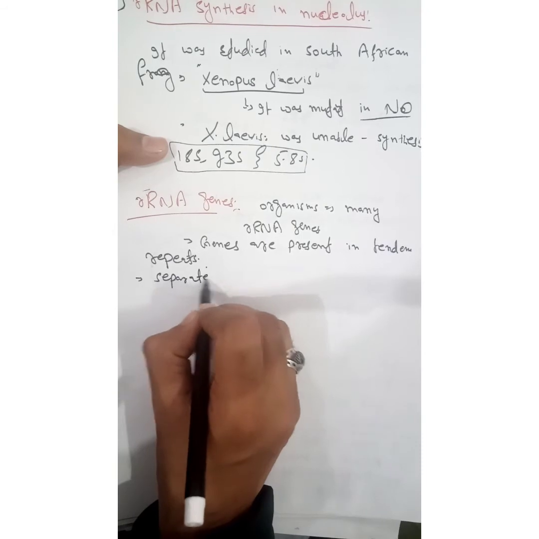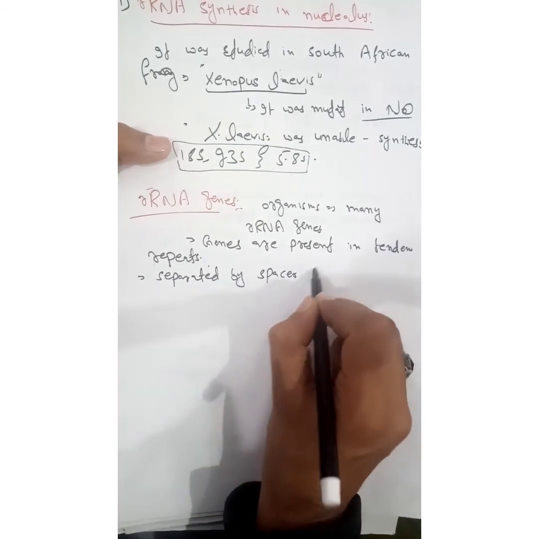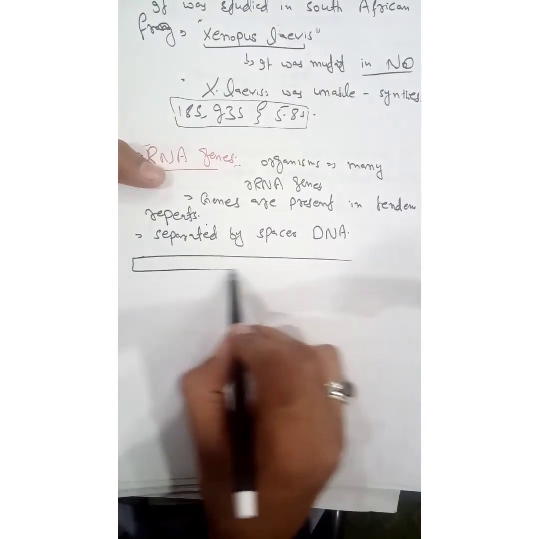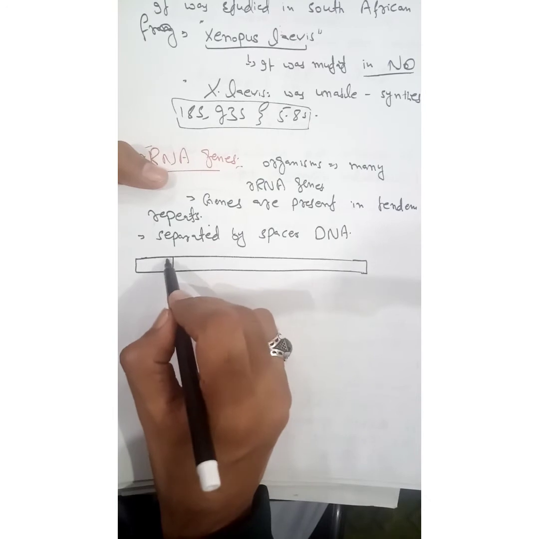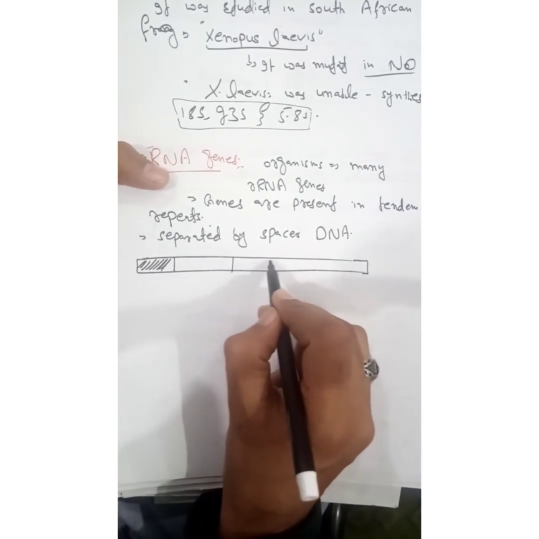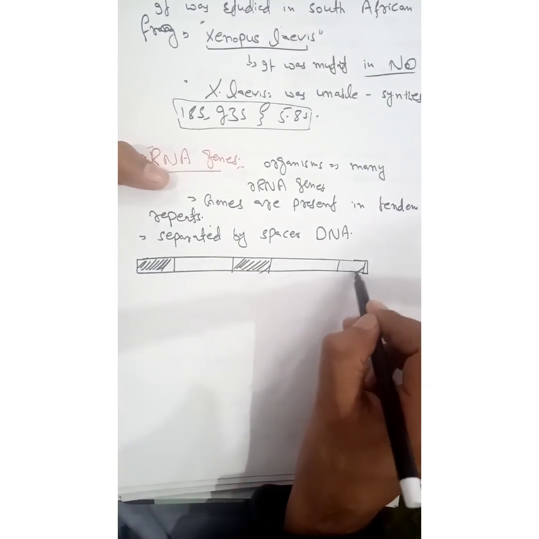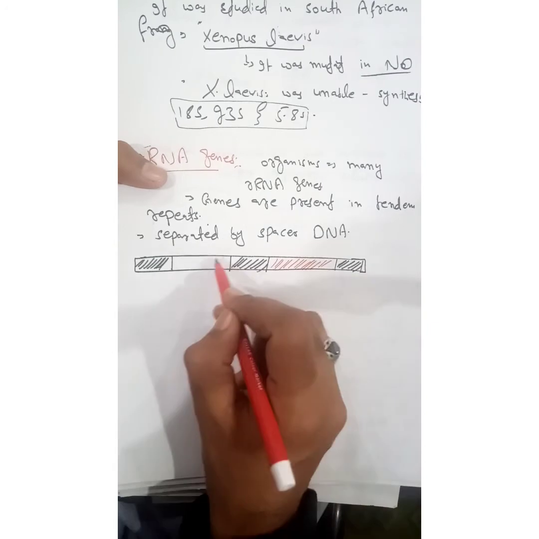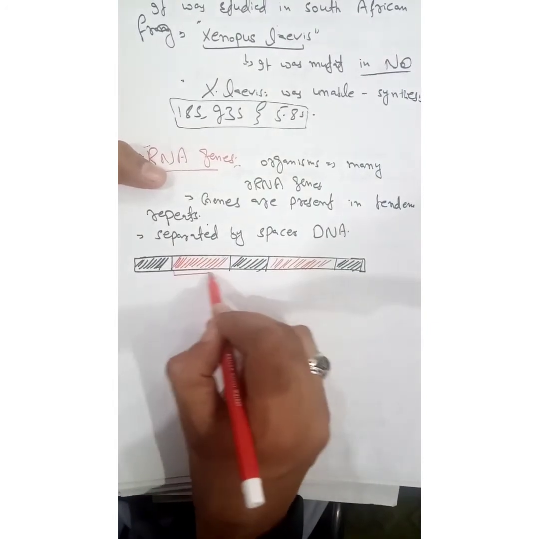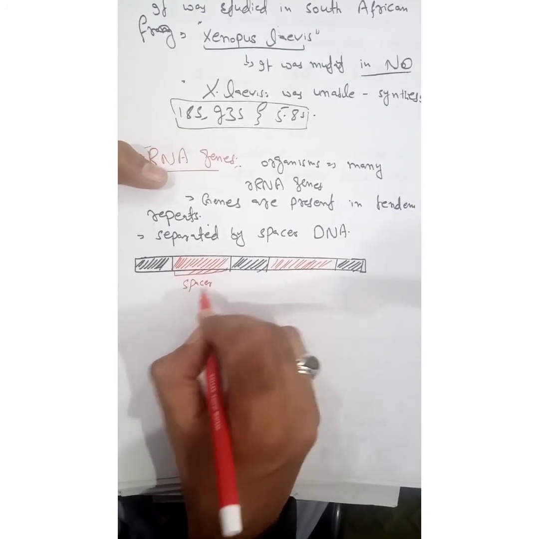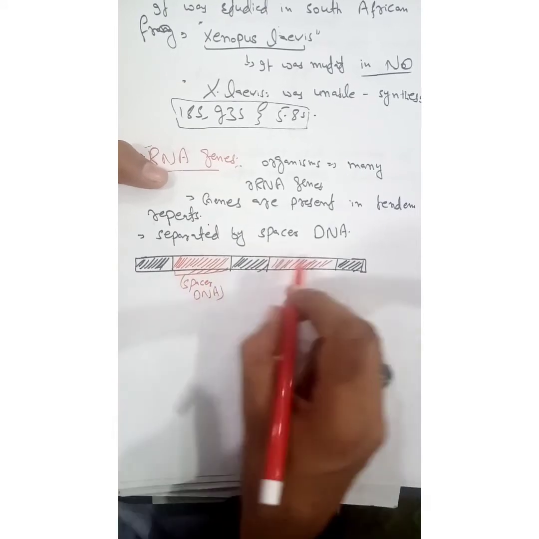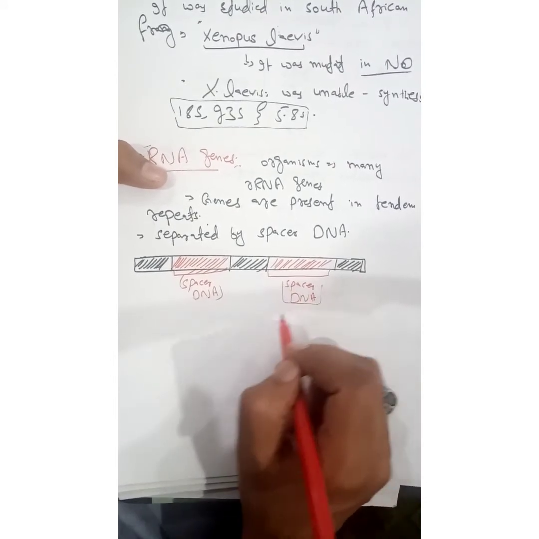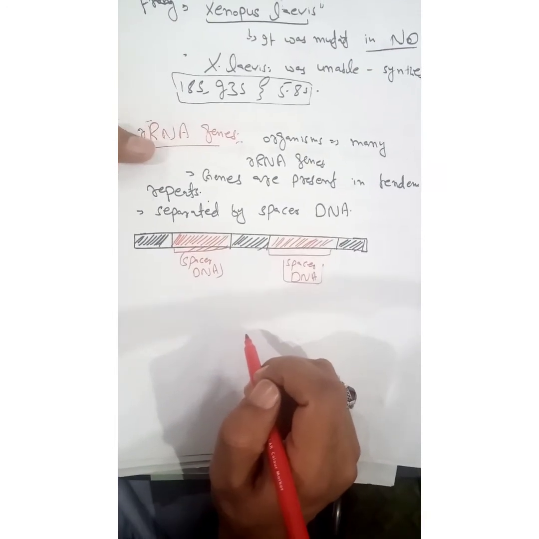Now what is spacer DNA? Spacer DNA is a non-coding sequence of DNA present between genes. For example, this is a gene of ribosomal RNA, this is also a gene, and this is also a gene. In the region between the genes there is spacer DNA, shown in red. The spacer DNA is a non-coding region which does not code any protein, but it separates the genes from each other.